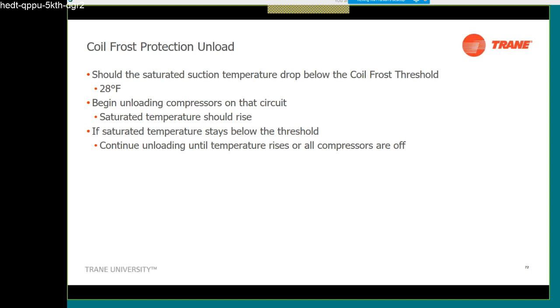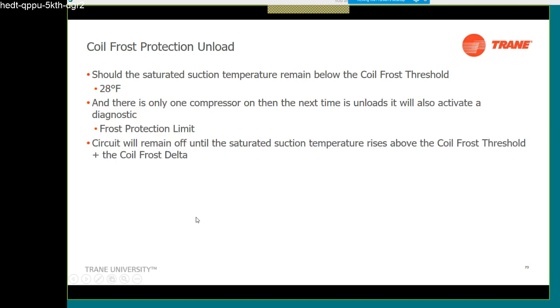Basically, if we drop below the 28, we're going to start a timer. If we stay below there for 60 degree seconds, we're going to back off a compressor, and then we're going to start that calculation again for 60 degree seconds. And if we need to, we'll back off other compressors. And that's basically what this is. So saturated suction temperature remained below the threshold of 28 degrees there, and there's only one compressor on.